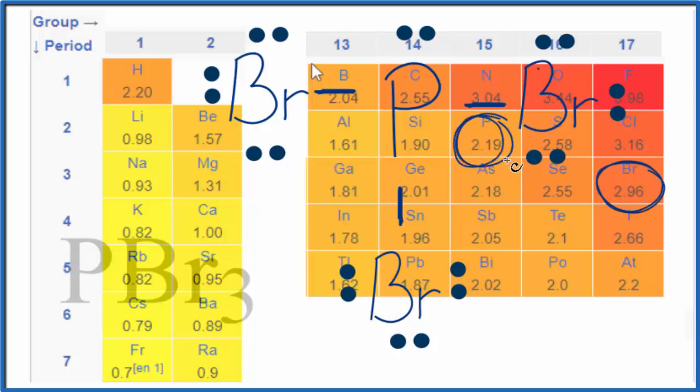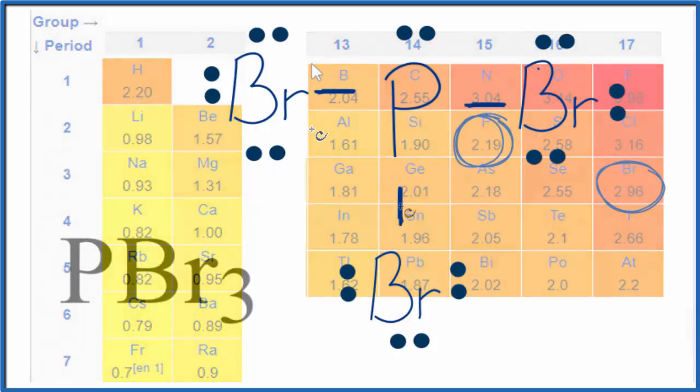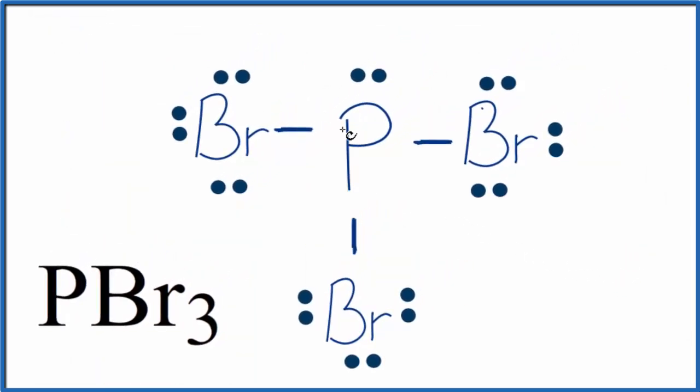So the difference in electronegativity, it's less than 2.0, but it's greater than 0.5. So since it's greater than 0.5, this bond between the phosphorus and the bromine is a polar bond. Back at our Lewis structure, what that means is this pair of electrons right here that's shared between the phosphorus and the bromine, because bromine's more electronegative, those electrons will spend more time around the bromine atom. That makes this a polar bond.